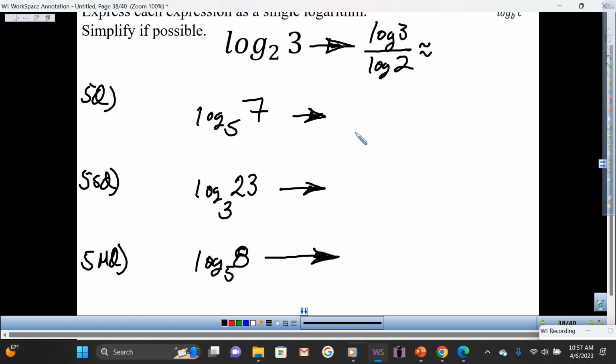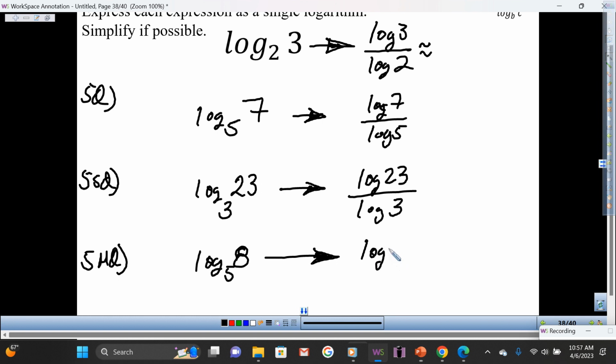All right, Frida, the next one. Log 7 over log 5. All right. Next one, Christina. Log 23 over log 3. Dulce, the last one. Log 8 over log 5. Hands, have you got all that?